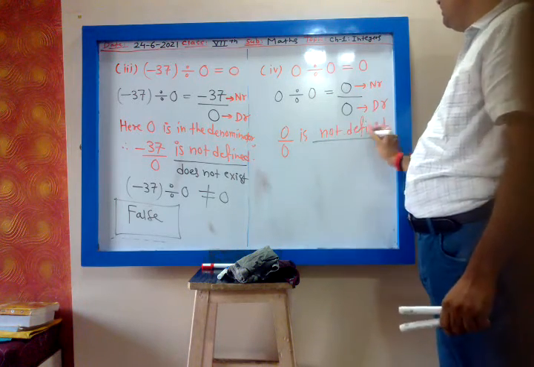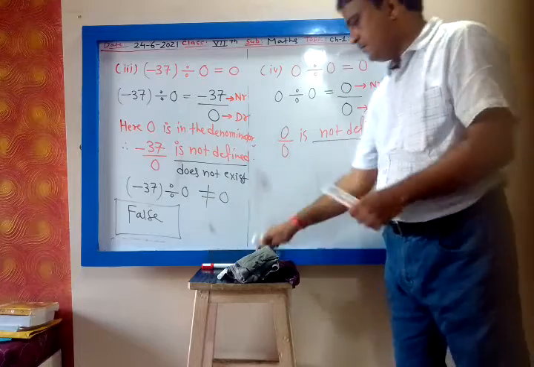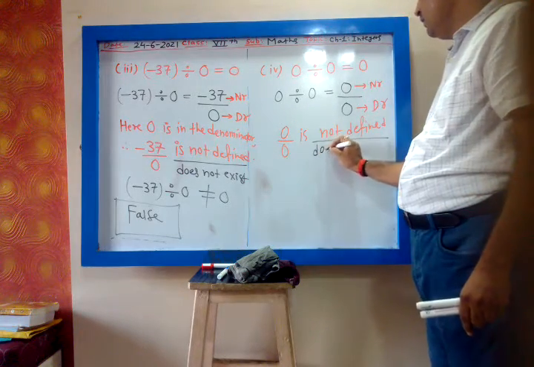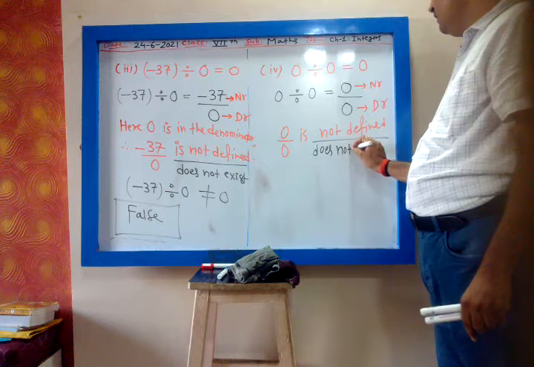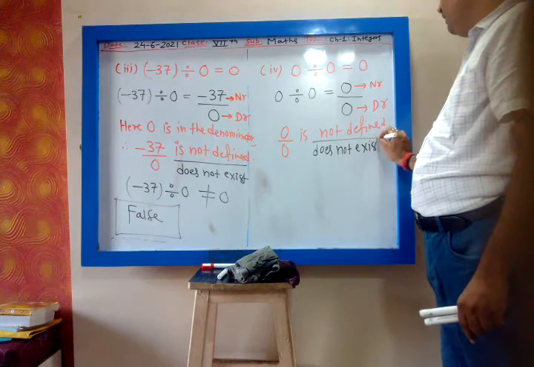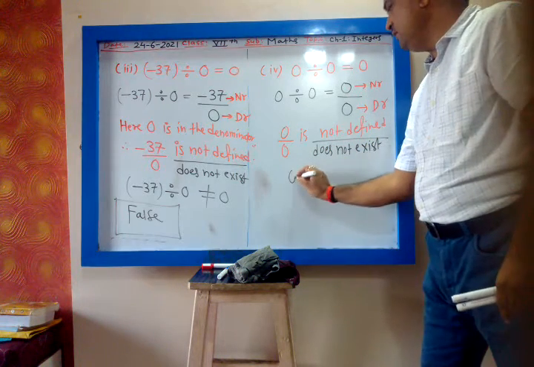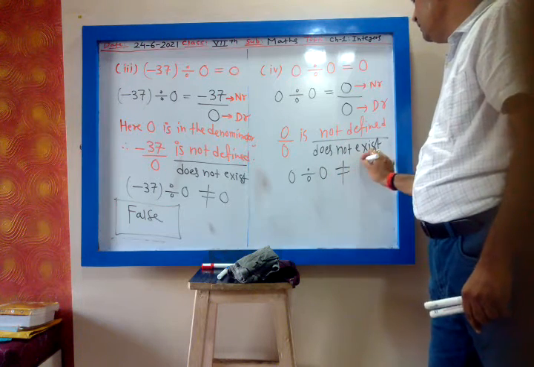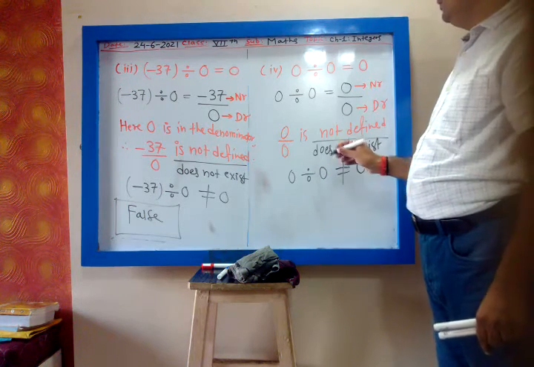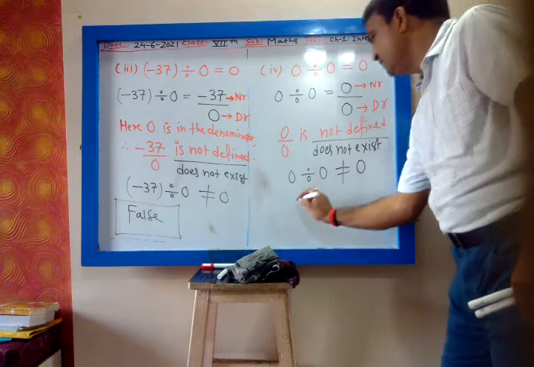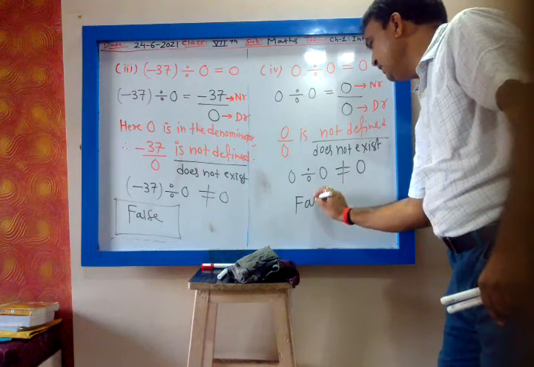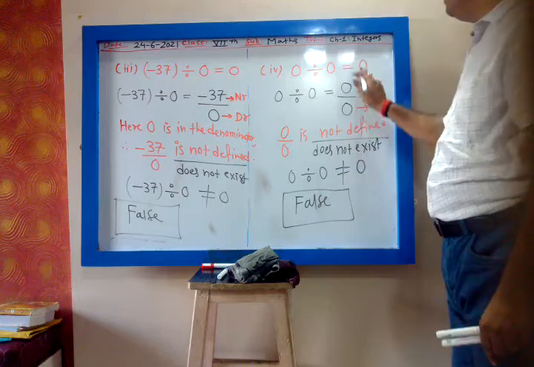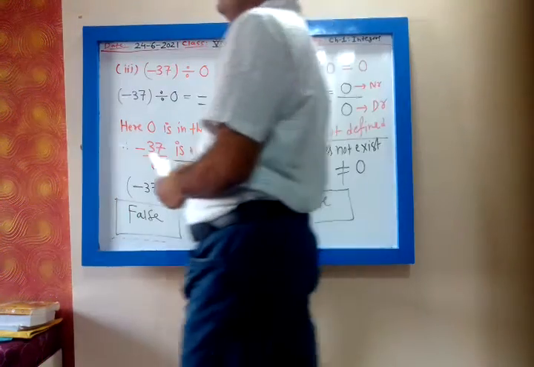Not defined is same as does not exist. So if it does not exist, that means 0 divided by 0 is not equal to 0. So the given statement is false. 0 divided by 0 will not be equal to 0. So it is given equal to 0 and therefore the given statement is false.